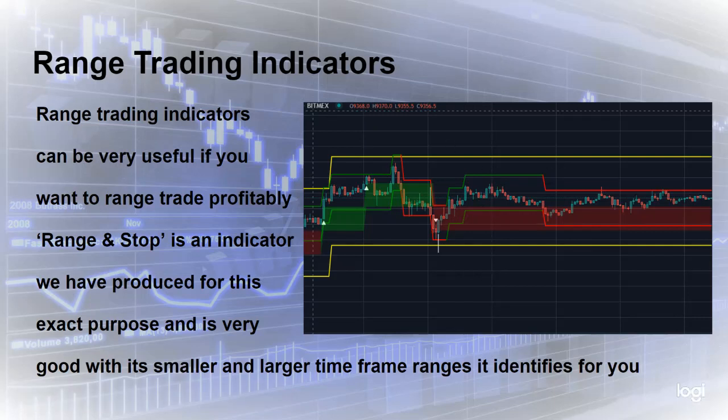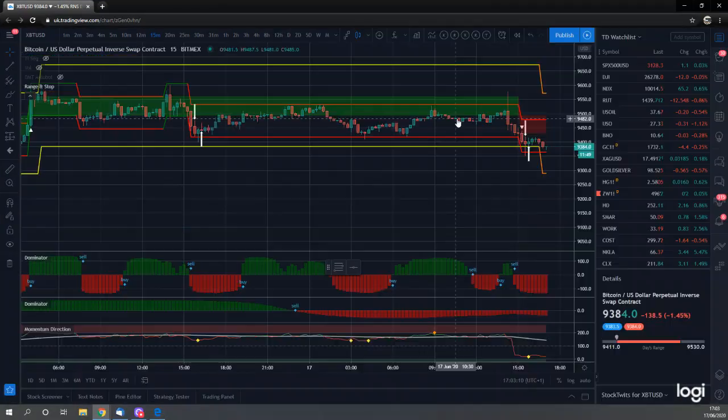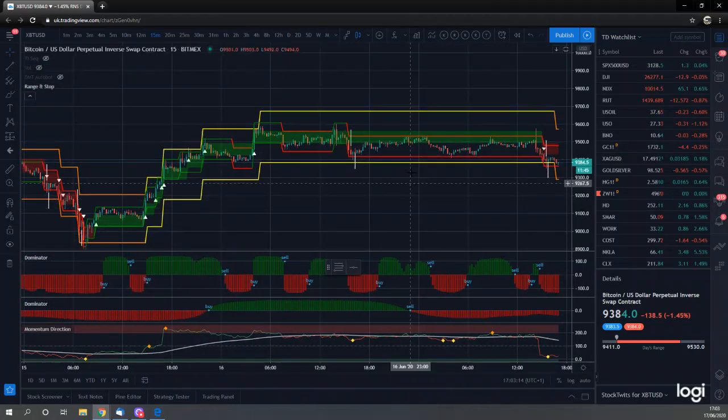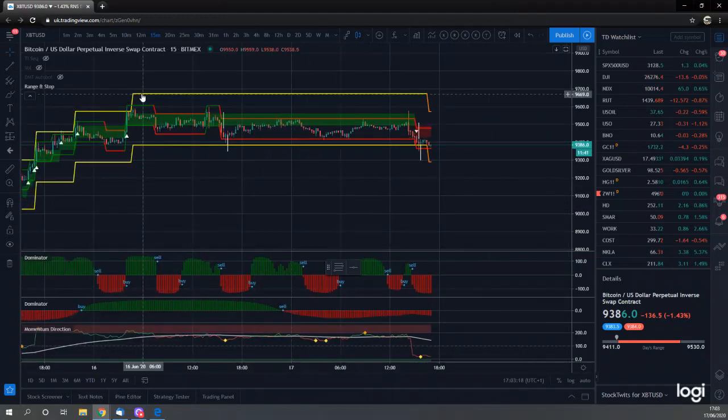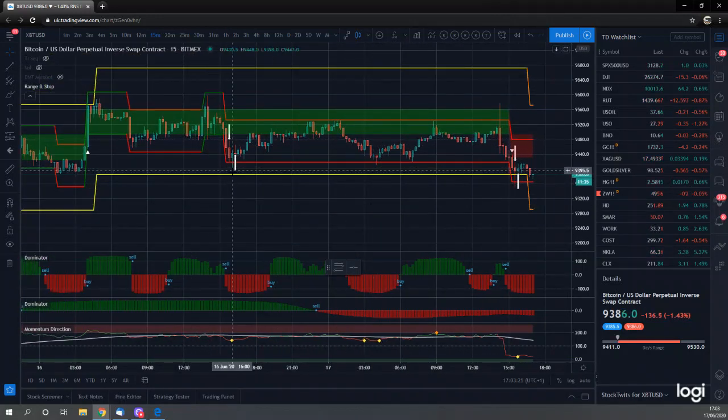So I'm going to bring this over for you guys to have a little look at the Range and Stop. This is the current price action now. You can see here we had a trending price action, we were moving up, and then we got to a range where we stopped going up. Then you can see the larger time frame will identify this as a low that price would probably get to and bounce back. And then we also have this smaller one, but the smaller one will obviously move around a bit.